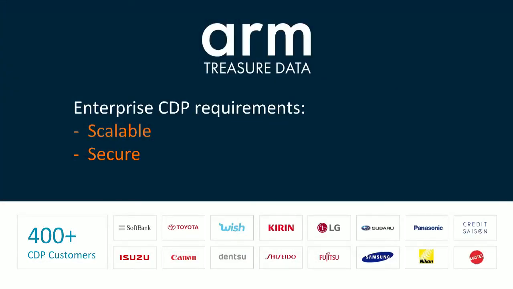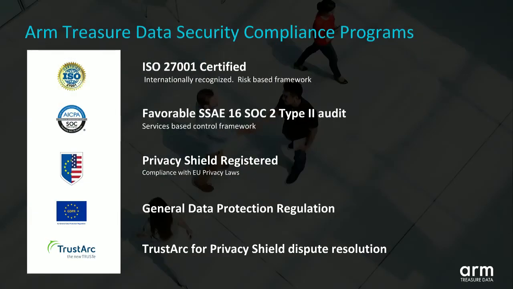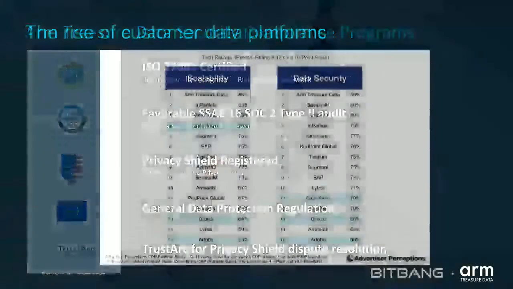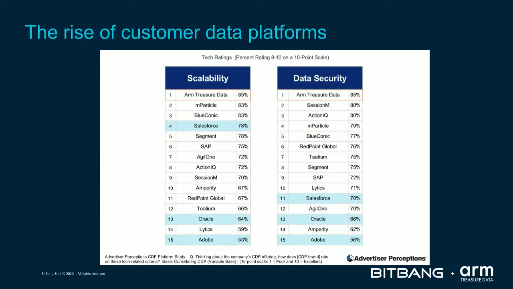Now, because Treasure Data was built with enterprise scale and complexity in mind, we take security very seriously as well. So these are some of the security compliance programs we are currently governed by. But remember, if it's an enterprise scale solution you're looking for, you need to prioritize companies that are actually able to deliver on scalability and security. Now with that, I'm just going to make a minor aside here to go back to this table from Advertiser Perceptions, which conveniently ranks CDP vendors based on, surprise, surprise, scalability and security, the 2 cornerstones of any enterprise deployment.